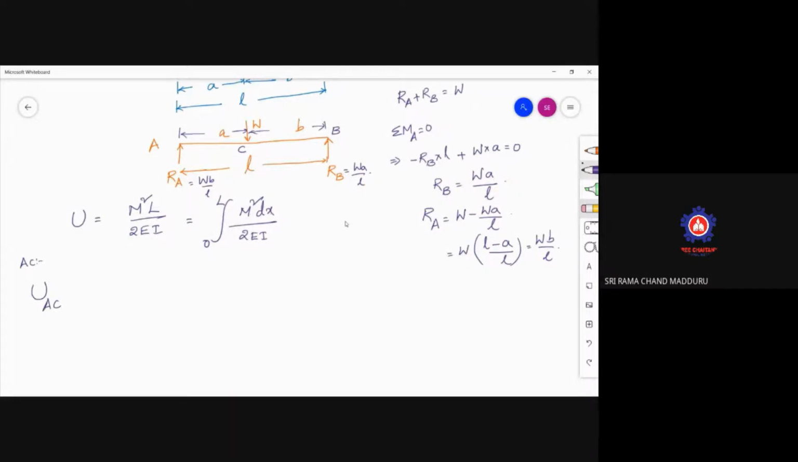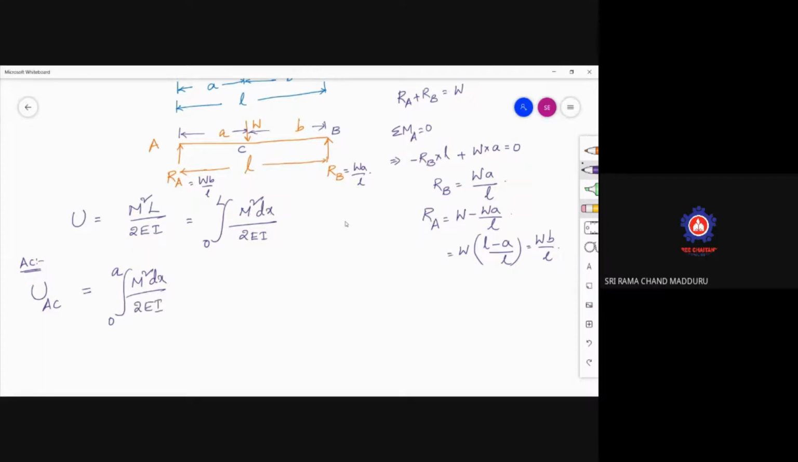In the AC portion, what is the length? This is integrated over a length of 0 to A, not for the entire length. Why? Because there is a change in the loading pattern at C. That's why portion AC is separated from portion CB. From 0 to A, M square into dx by 2EI. Here, understand.